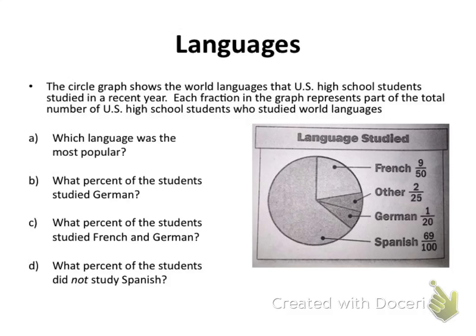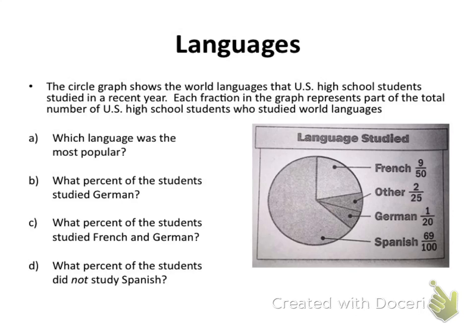Okay, in the next example we're going to look at languages. The circle graph in this one shows world languages that U.S. high school students studied in a recent year. Each fraction in the graph represents part of the total number of U.S. high school students who studied world languages. So you can see that we have 9/50ths studied French, 2/25ths studied other, 1/20th studied German, and 69 out of 100 studied Spanish. We're not told how many students were surveyed in this one, but it's relating it to a fraction, which is then also a percentage.